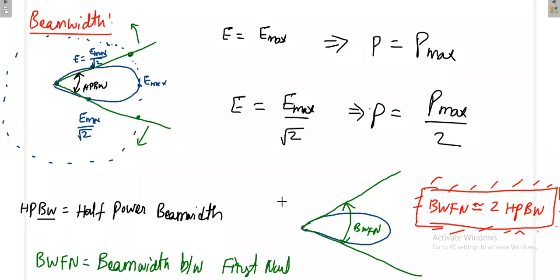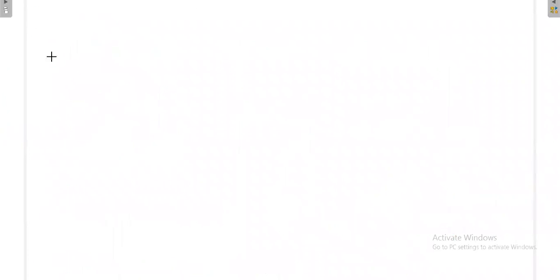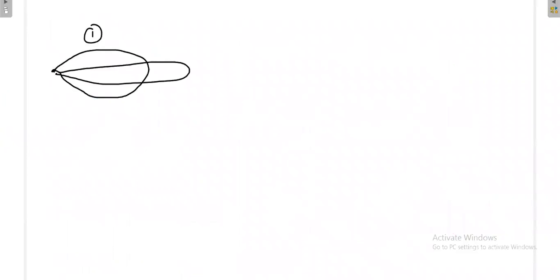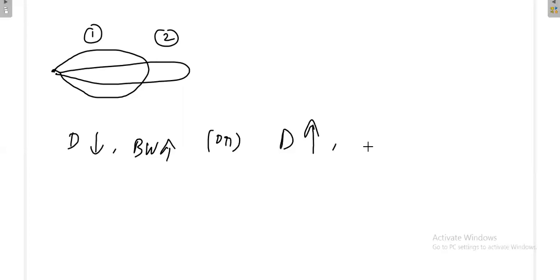Next, what is the relationship between the beamwidth and the directivity? I told you in the previous class itself. It may be like this. Say this is case 1, and this is case 2. Definitely in the first case, beamwidth is high, but directivity will be less. In the second case, beamwidth is less, but the directivity is high. So the beamwidth and directivity are always inversely proportional to each other. If directivity decreases, beamwidth increases, or if directivity increases, beamwidth decreases.